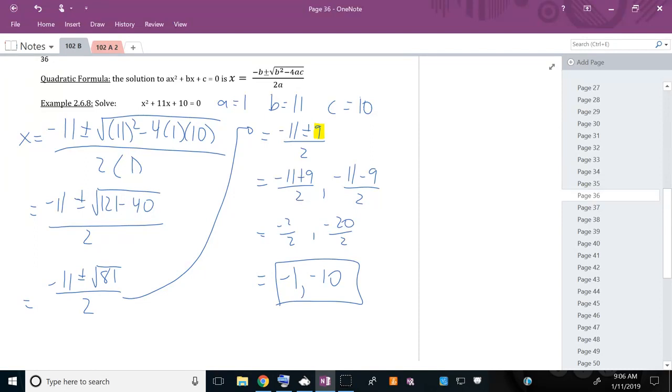Now I do have to continue to simplify. So just to see my arithmetic more easily, I write it as two expressions, one with the plus sign and one with the minus sign. So chugging my numbers through, I get negative 1 and negative 10 as my two answers.